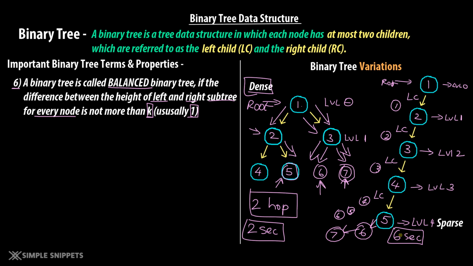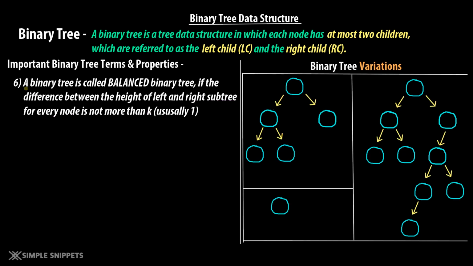So you can see the time is substantially increasing as the number of levels increase, and that is the reason why we want to have minimum number of levels. So we try to convert a sparse tree into this dense kind of tree by rearranging the nodes in this format and try to balance it. So this is where the concept of balanced binary tree comes into picture, and let's see what a balanced binary tree would look like.